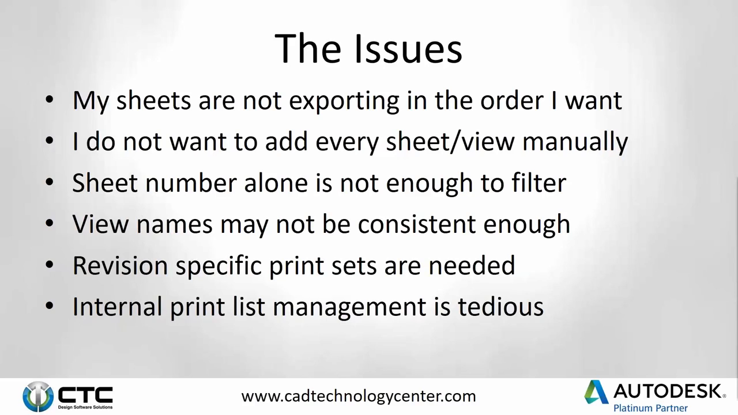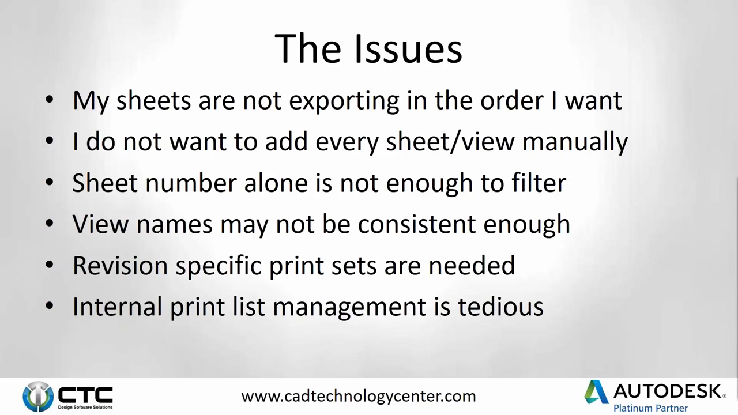So we have a lot of issues that we've had people ask us about. How do I export sheets in the order that I want from Revit directly? How do I export these sheets without having to do every single sheet or view manually? The number alone sometimes, if you're using an extra tool like the one I'm going to show today, isn't quite enough to filter. So how do we get a little deeper into that filtering process? Sometimes view names might not be consistent enough to actually allow for proper filtering either.